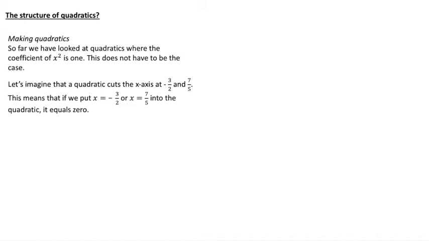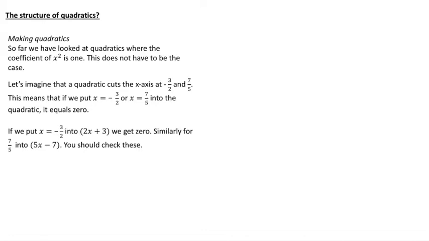7 over 5. That means if we put x equals minus 3 over 2 or x equals 7 over 5 into the quadratic, it will equal 0. Now, if we put x equals minus 3 over 2 into 2x plus 3, we get 0. Just have a little think about that. 2 times 3 over 2 is 3, so 2 times minus 3 over 2 is minus 3. Minus 3 plus 3 is 0. And similarly for 7 over 5, if we put that into 5x minus 7, we'll get 0. And you should have a little check of these with pencil and paper yourself.